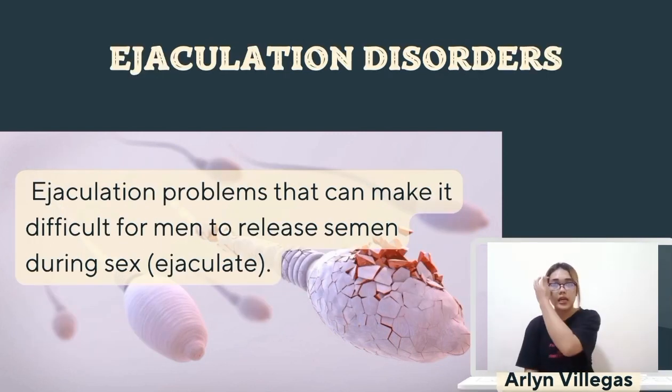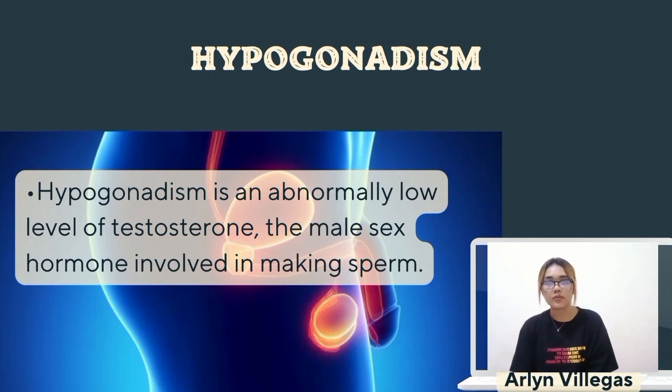Another cause is ejaculation disorders. These are ejaculation problems that can make it difficult for men to release semen during sex. It is the most prevalent form of male sexual dysfunction and is a common cause of male infertility. Then there is hypogonadism, an abnormally low level of testosterone, the male sex hormone involved in making sperm. It could be caused by a tumor, taking illegal drugs, or Klinefelter syndrome, a rare syndrome involving an extra male chromosome. So that is the cause.